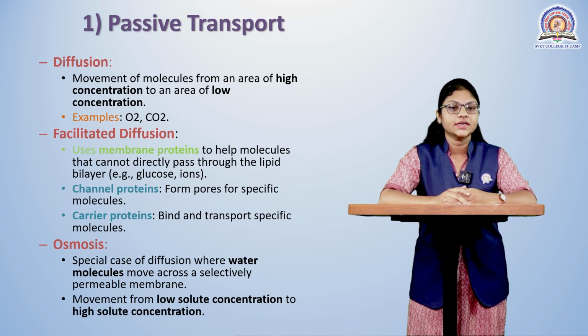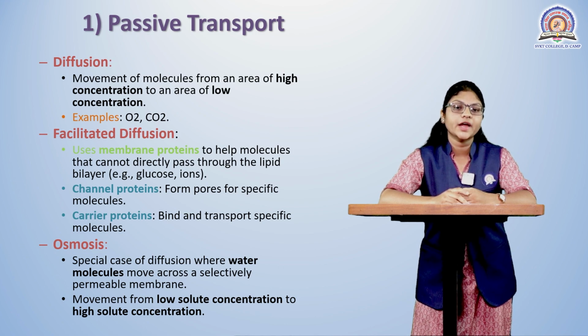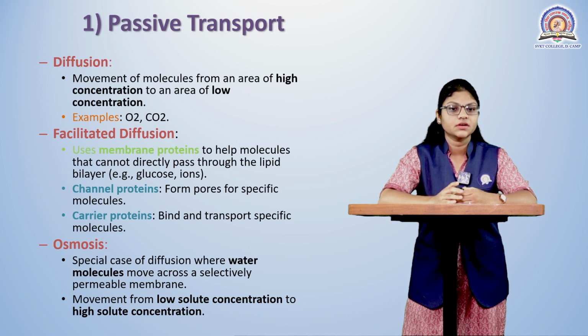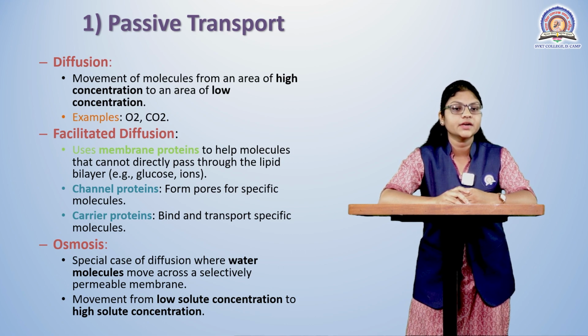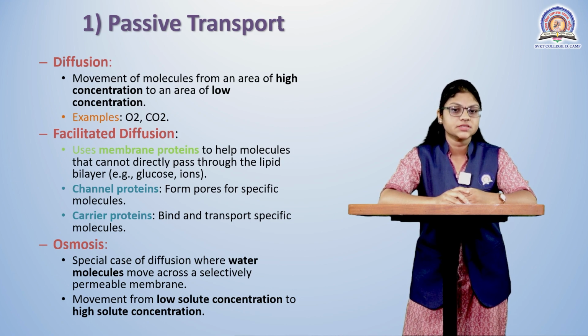The second type is facilitated diffusion. It is the same as simple diffusion, but it uses membrane proteins that help molecules that cannot directly pass through the lipid bilayer, for example glucose and iron. Because of the hydrophobicity present in the plasma membrane, some molecules require carrier proteins for their transportation. There are two kinds of proteins: channel proteins, which form a pore for a specific molecule, and carrier proteins, which bind and transport the specific molecule inside the cell.